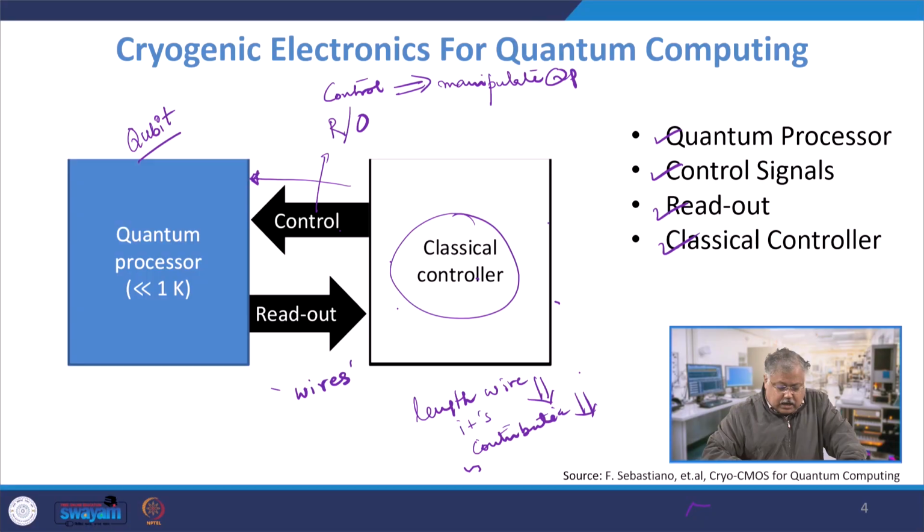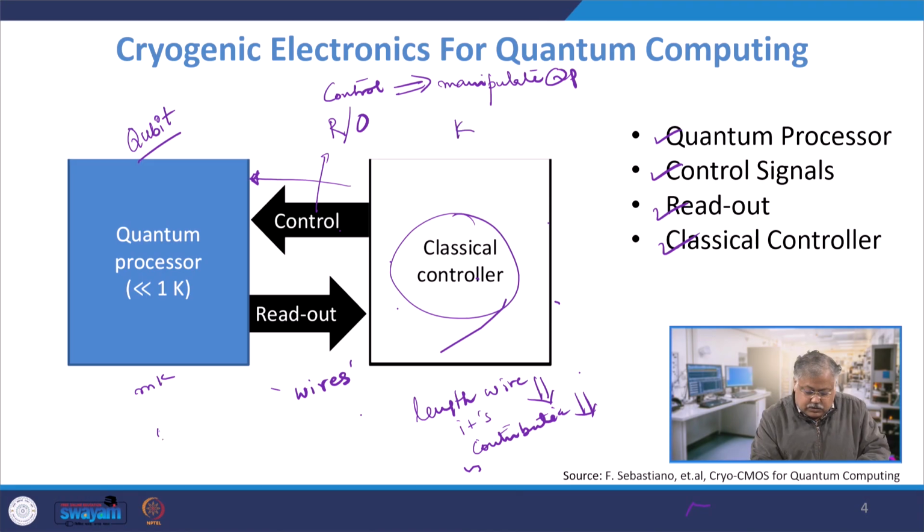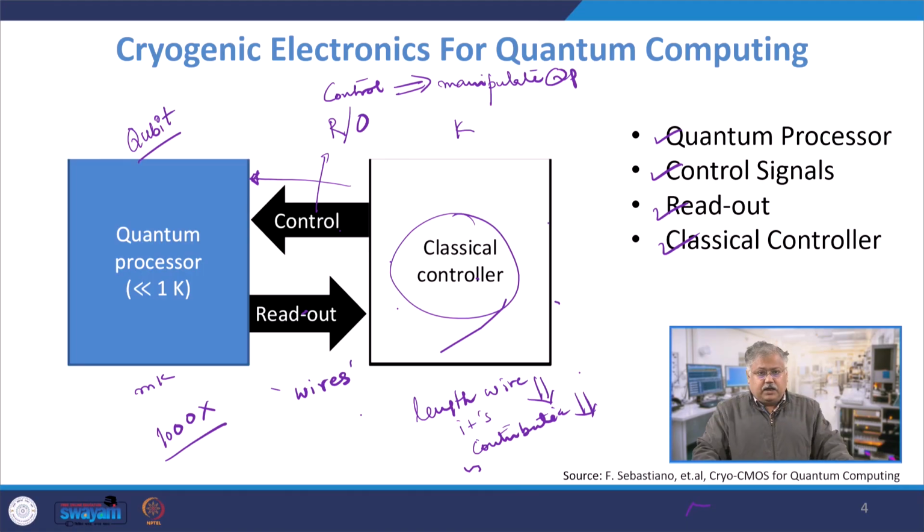But please keep in mind again that the quantum processor is around 1 Kelvin or much smaller than 1 Kelvin, whereas the classical controller is sitting around 4 Kelvin and so on. So you have a millikelvin range here, and a Kelvin range here. So there is a 1,000 times increase in the temperature between the quantum processor and the classical controller.